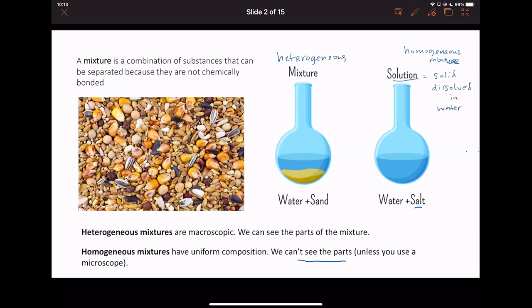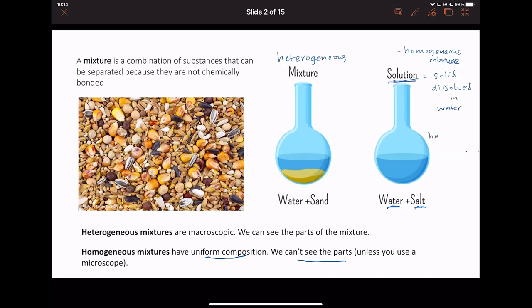We're going to be looking at a lot more of these solutions in a coming module, but it's a mixture. You know the salt is in there. You originally put it in there, and you know the water's in there, but you can't see the salt anymore because it's dissolved. That's called a solution, and that's a homogeneous mixture. It's uniform. The water molecules are in there. The sodium ions and chloride ions are in there.